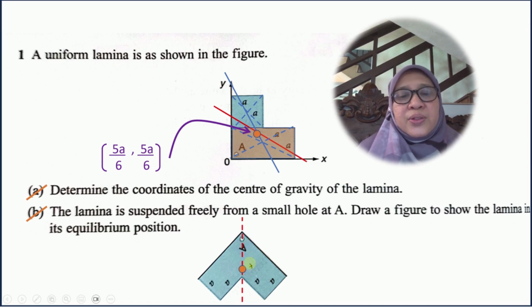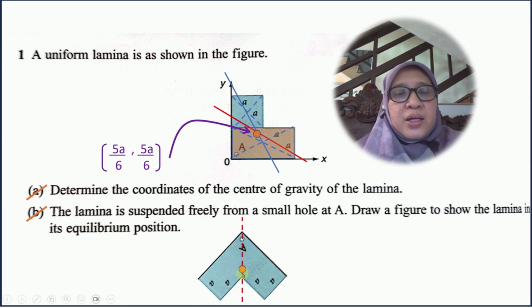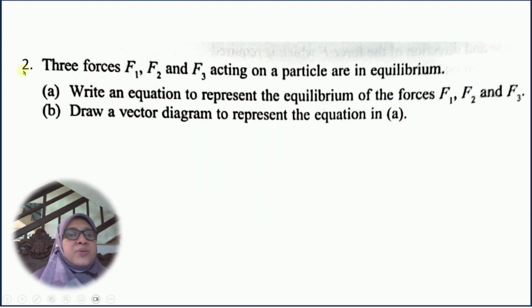The line will join the center of gravity that we determined just now. So it hangs in equilibrium, where it divides the lamina into equal parts, left and right. Imagine you use a string to hang the lamina like this. Okay, next we do question 2.